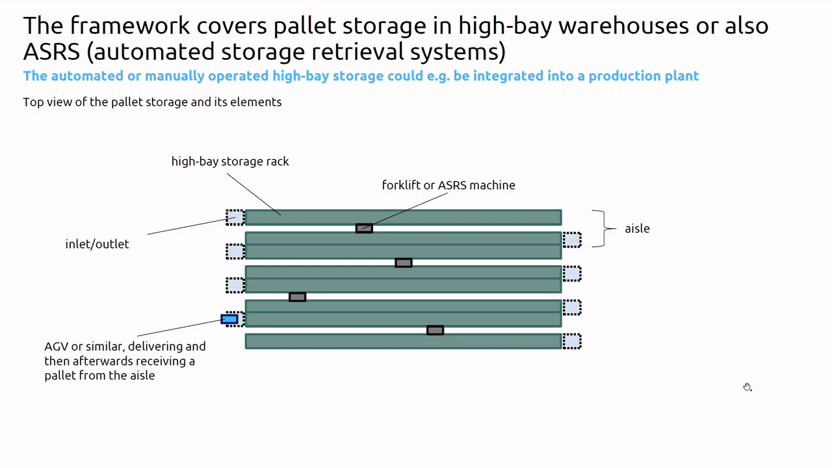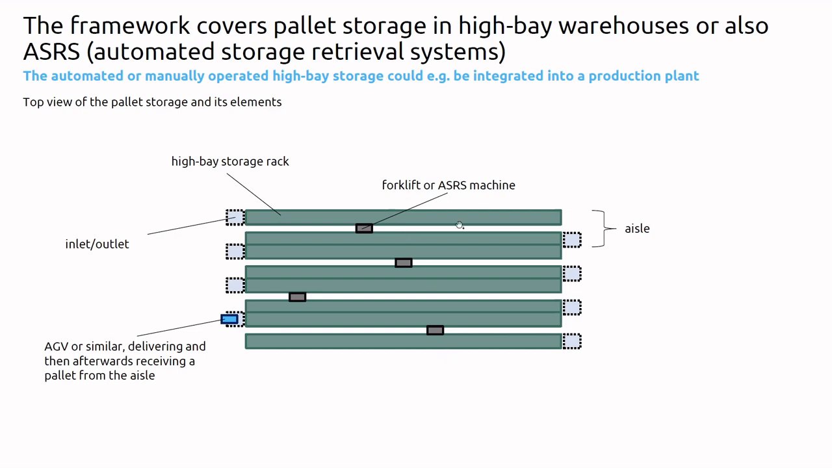Here's another view of the assumed layout. So I'm assuming that we have a couple of storage aisles that are operated by either forklift or ASRS machine. In the default version, we will assume that there is always only one forklift or ASRS machine per storage aisle and that all storage aisles have the same length.